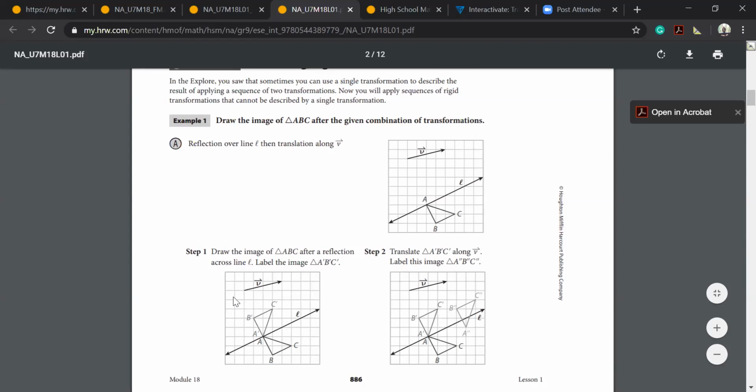Counting my squares. Let's count. I have to translate. 1, 2, 3, 4, so 4 right and 1 up. Let's do it. 1, 2, 3, 4 and 1 up. So C prime will be in here. What about B? 1, 2, 3, 4 and 1 up. So really, B prime is in here. What about A prime? Let's do it. 1, 2, 3, 4, and 1 up. And here is A prime.